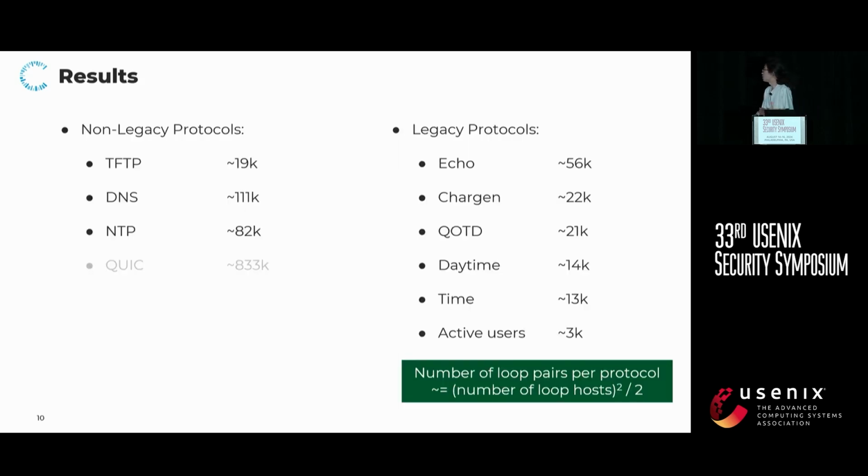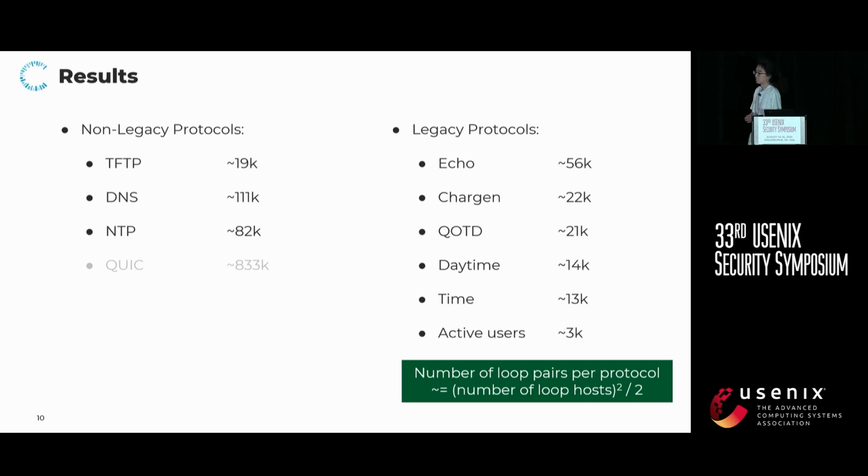So overall, we have examined both legacy protocols and non-legacy protocols. For legacy protocols, there are echo, jargon, and so on. And for non-legacy protocols, we have examined things like TFTP, DNS, and NTP. So overall, this contributes to around 300K vulnerable devices, and there are potentially billions of loop pairs.